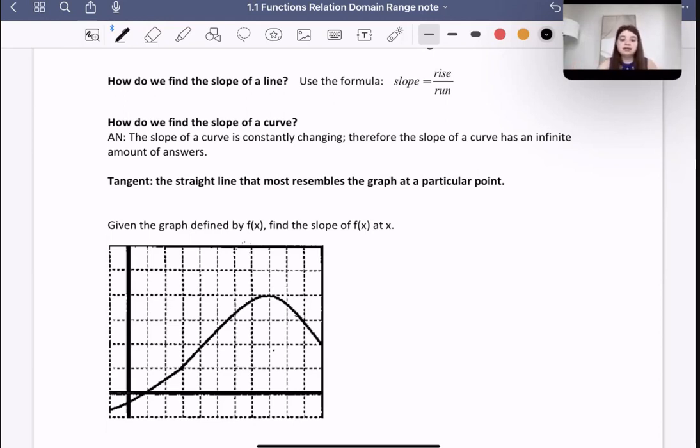So the tangent line is the straight line that most resembles the graph at a particular point. So for example, the tangent at this point would just be this line here, right? Because at this point it's a turning point, so it's just kind of flat, right? What about this point? Well, a line kind of like this would somewhat represent it, right? What about down here? Well, something kind of like this might represent that point a little bit well, and so on. And so the tangent is the straight line that most resembles the graph at a particular point.